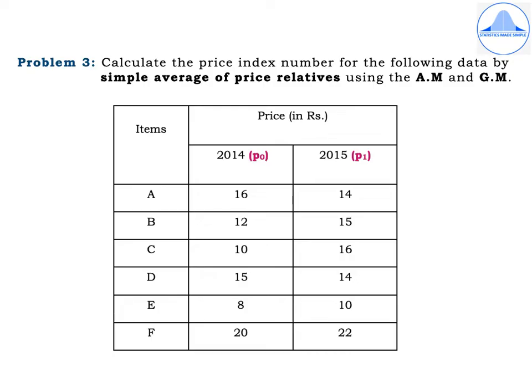So in this particular problem, 2014 is the base year and 2015 is the current year. So prices for 2014 mark it as P0 and prices in 2015 mark them as P1.